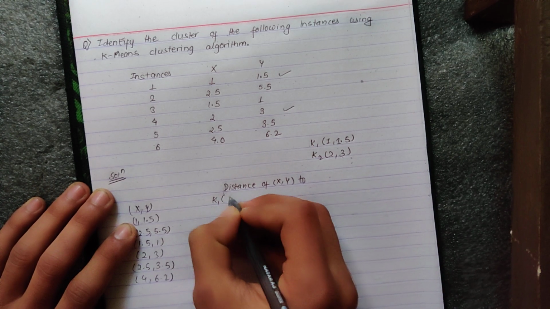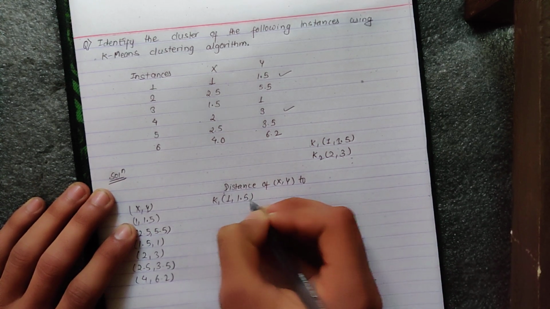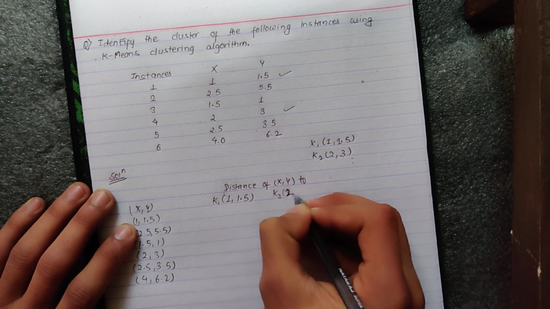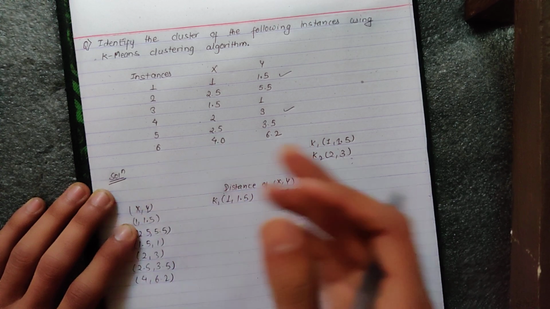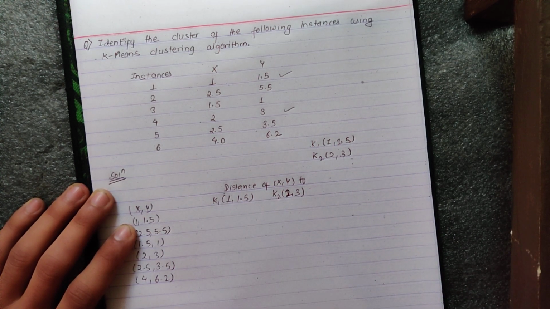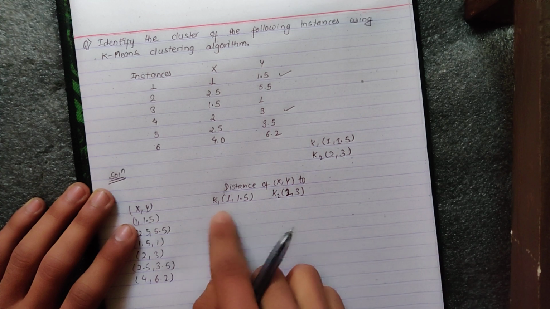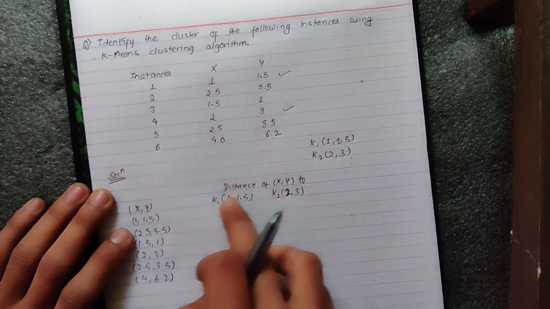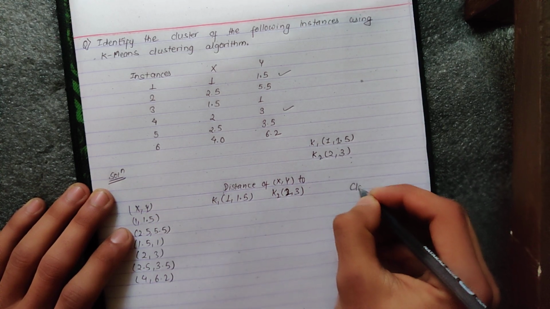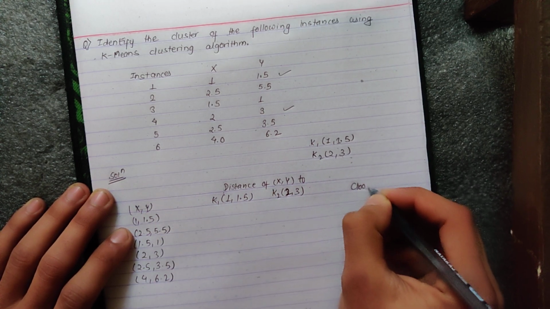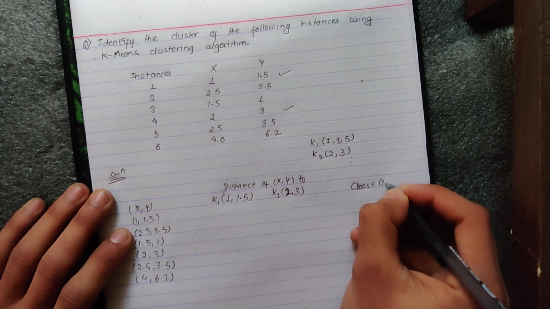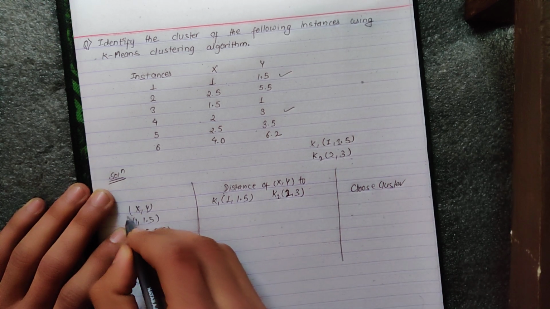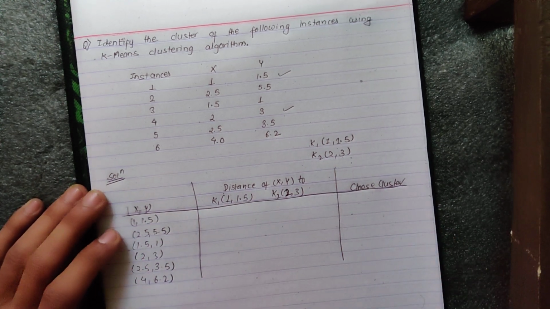Okay, k1. A question may give you clusters that can be of any number, 2 or 3. Here the question hasn't given any number of clusters, so we have taken 2 clusters that are k1 and k2. Now we need to find the distance from all these points to these cluster points and choose clusters. Okay, we have already drawn the table here.